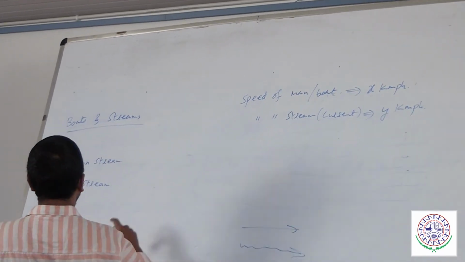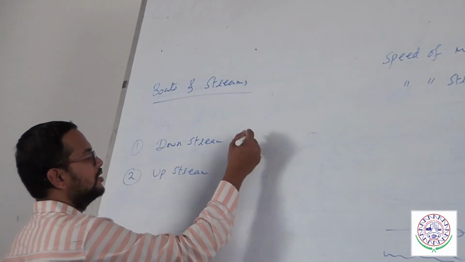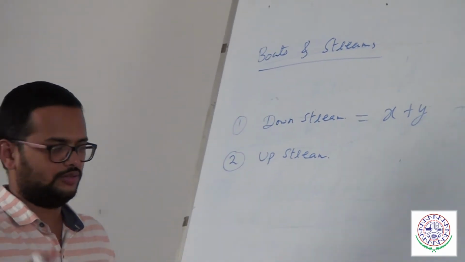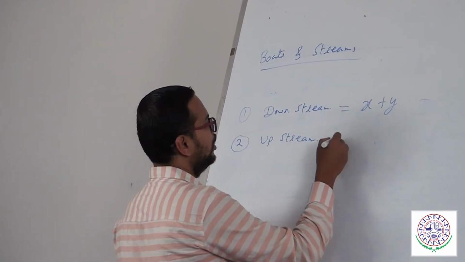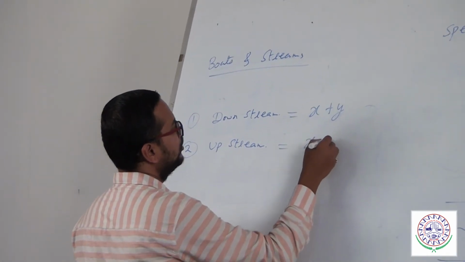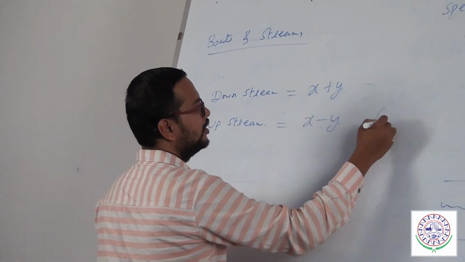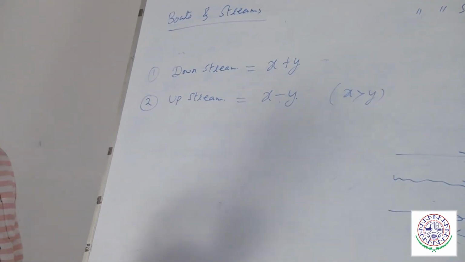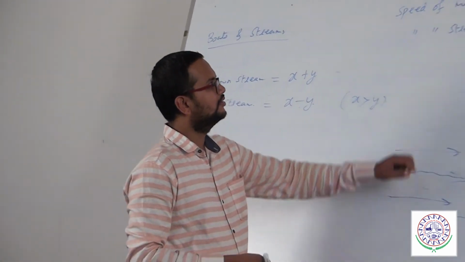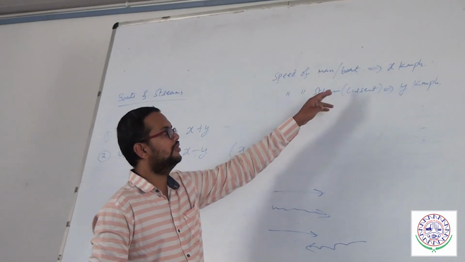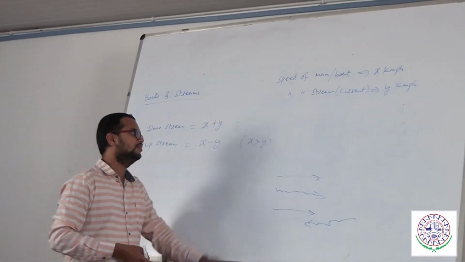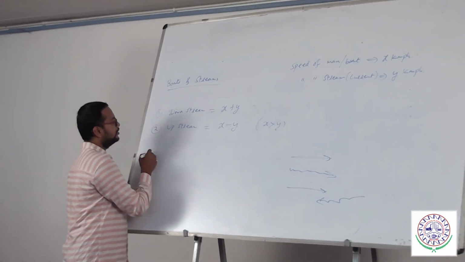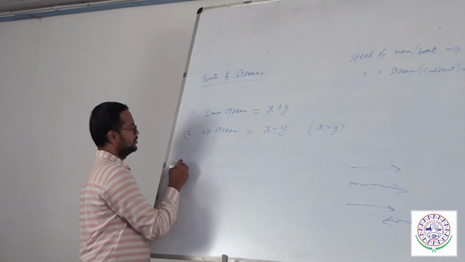Then downstream will be generally what? Both kinds of relative speed, x plus y. Upstream will be x minus y. Again, the condition is x should be greater than y. Definitely the speed of the stream will be less than the speed of the boat. So the speed of the boat will be more than the speed of the stream. Then we can calculate based on this.